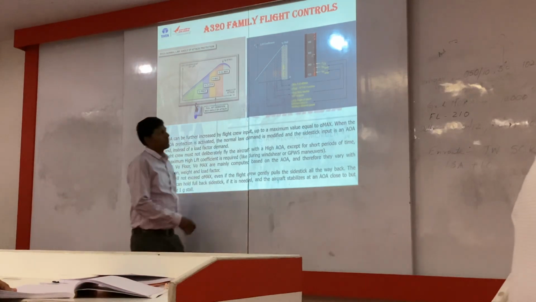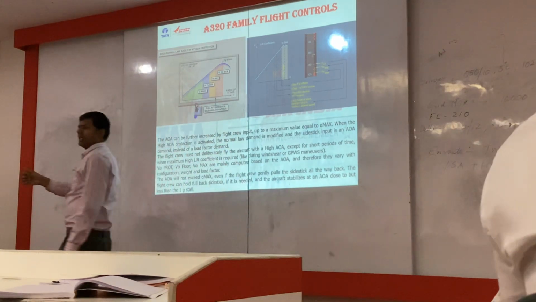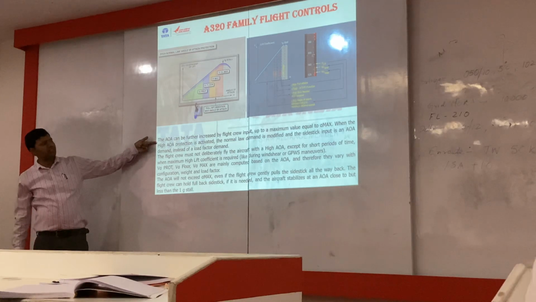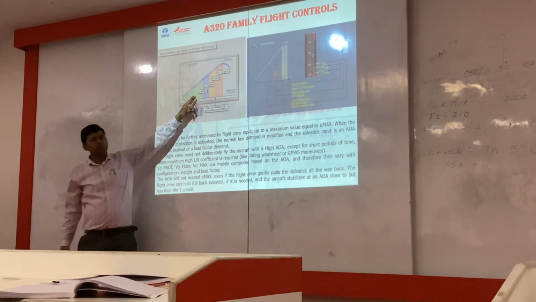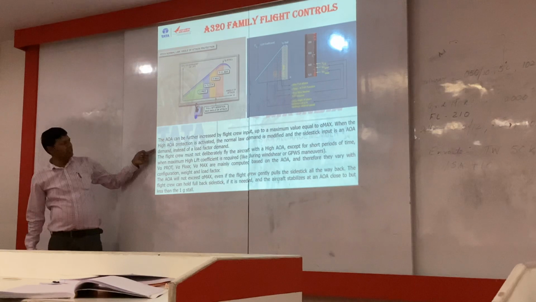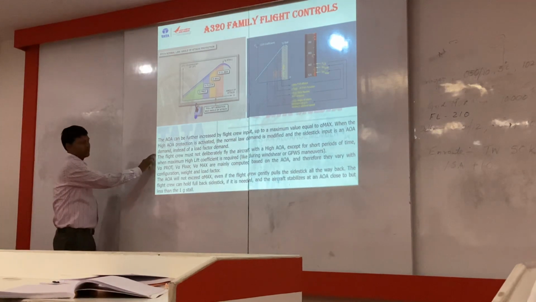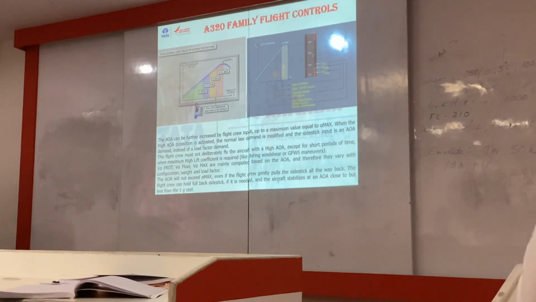So the angle of attack can further be increased by the flight crew. There is VLS, alpha floor. But still, if I am putting aft side stick, the angle of attack can further increase by flight crew input up to a maximum value equal to alpha max. Alpha prot has crossed, but still by using that it will go to the max value of alpha max. When the high angle of attack protection is active, the normal demand is modified and the side stick input is an angle of attack demand instead of a load factor demand. So now it will switch over from the load factor, earlier in flight mode it was load factor demand. It will go to the angle of attack.